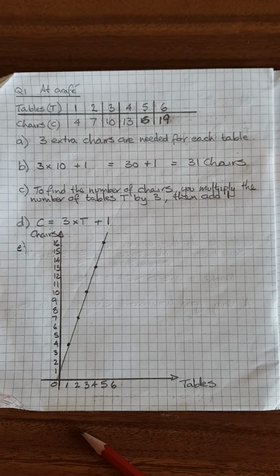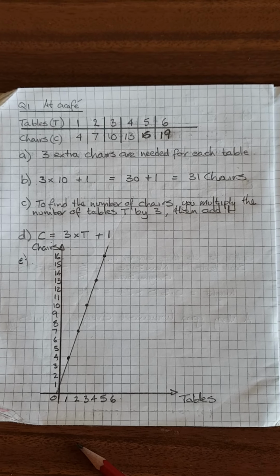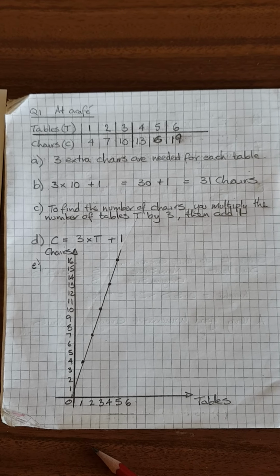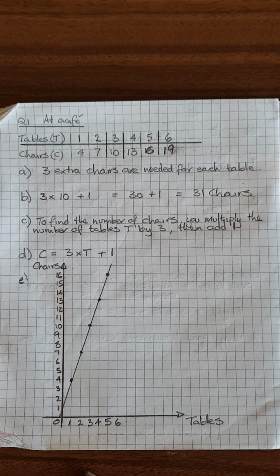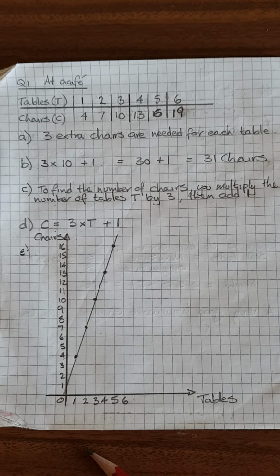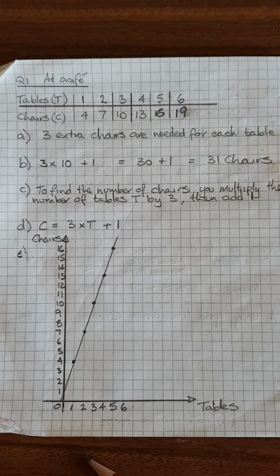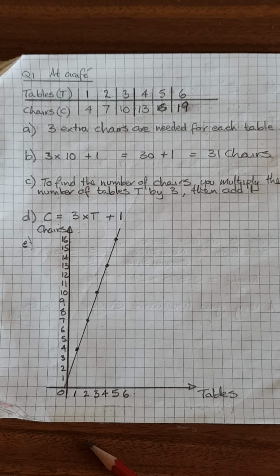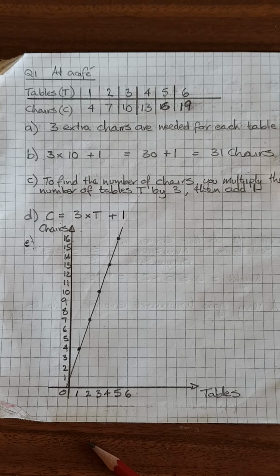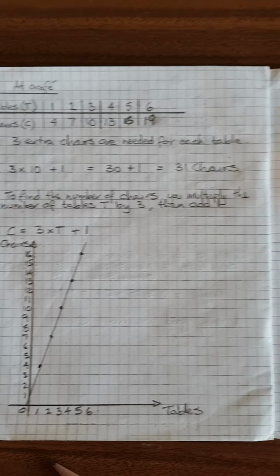And to find the number of chairs, you multiply the number of tables, t, by 3, and then add 1, leading to a formula, c equals 3 times t plus 1. Well, I've plotted the graph, and as you can see, I've gone up one each time in both of the axes because it fits nicely on the page. That won't always be the case, and I'll come to that later on.